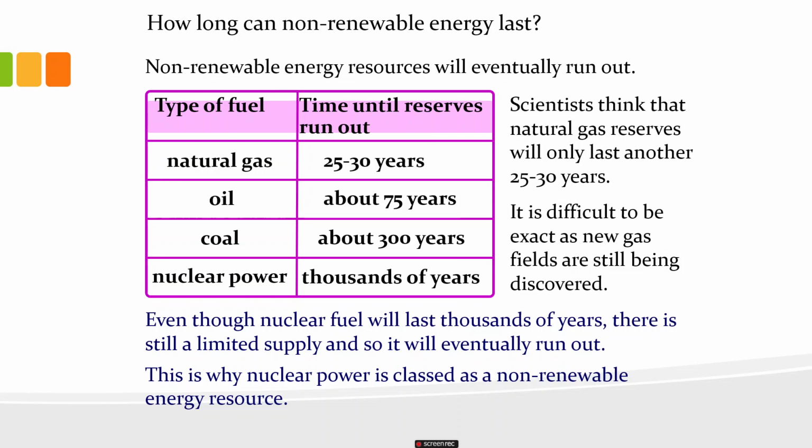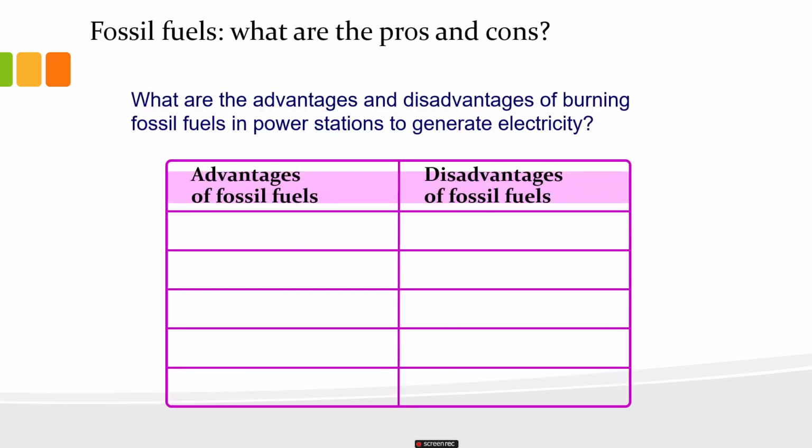Even though the nuclear power will last thousands of years, there is still a limited supply, and so it will eventually run out. So the availability of the uranium, plutonium or thorium will eventually run out. This is why nuclear power is classed as a non-renewable energy resource.